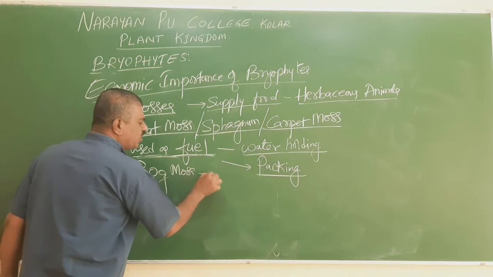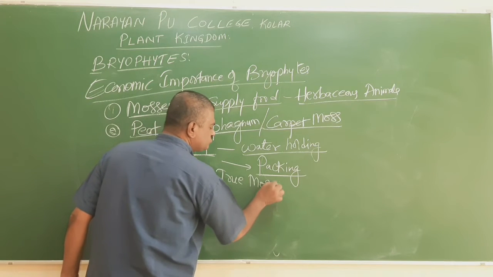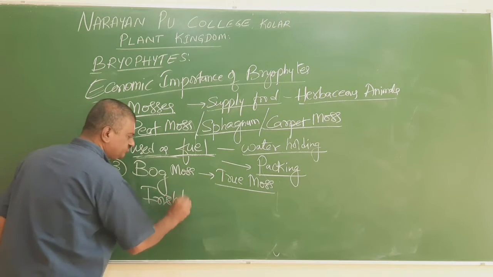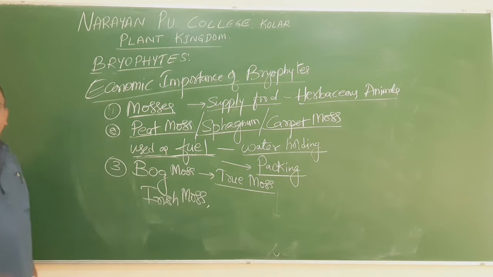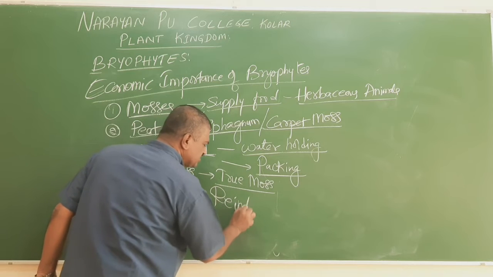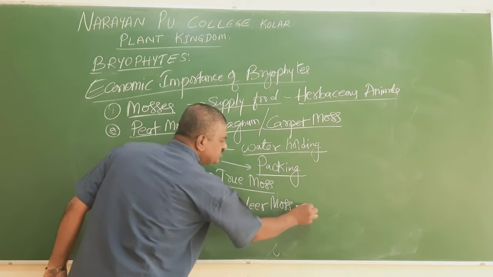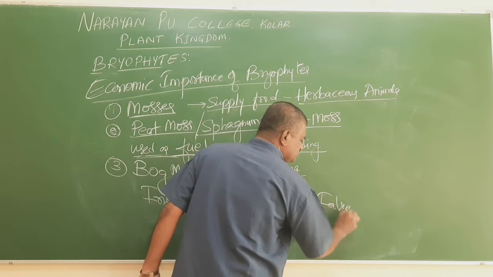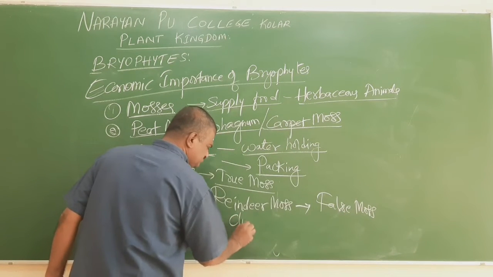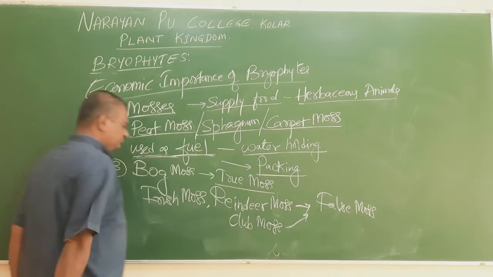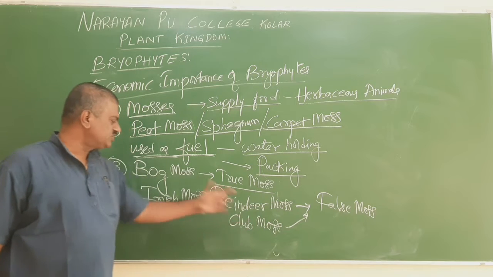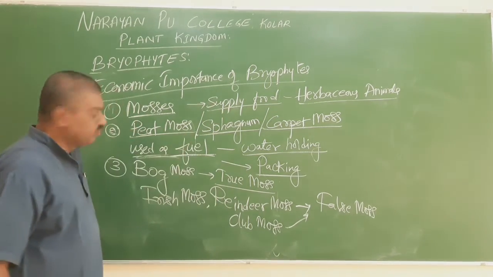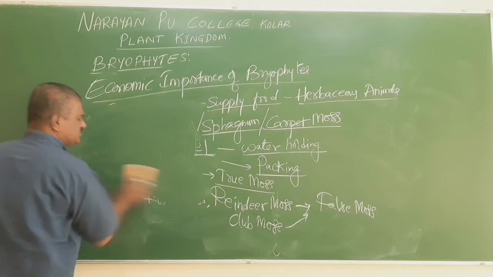Bog moss is always called a true moss, whereas Irish moss, or the word reindeer moss, is always called a false moss. Even the club moss. So Irish moss, reindeer moss, club moss, all these are called false mosses, whereas bog moss is called a true moss. Next, we go for the other word called retardations.